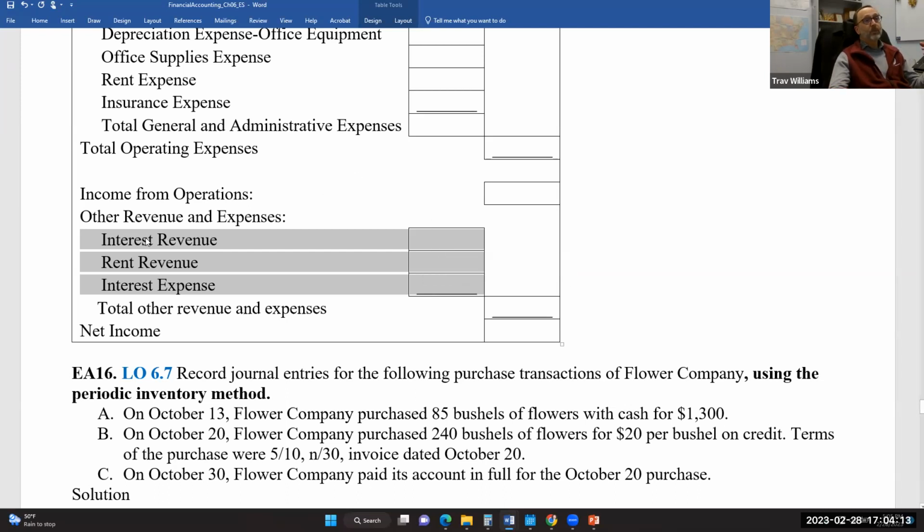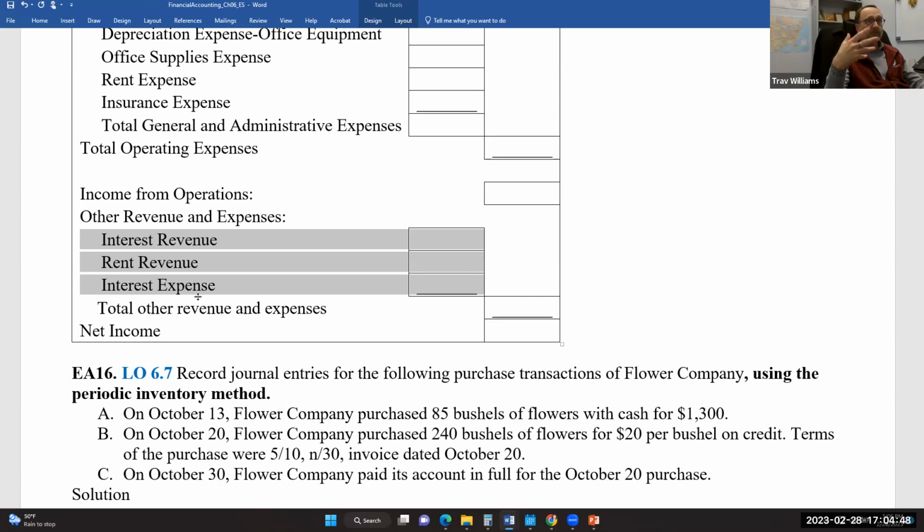So this is revenue we earned from interest. Maybe we have some investments that are earning interest. So that's a source of revenue for us. And maybe we rented out some property to somebody. So that's another source of revenue, but it's not from our main product or service. So that's down in this category, other revenue and expenses. And then we also had interest expense. That's interest that we owe due to a loan.